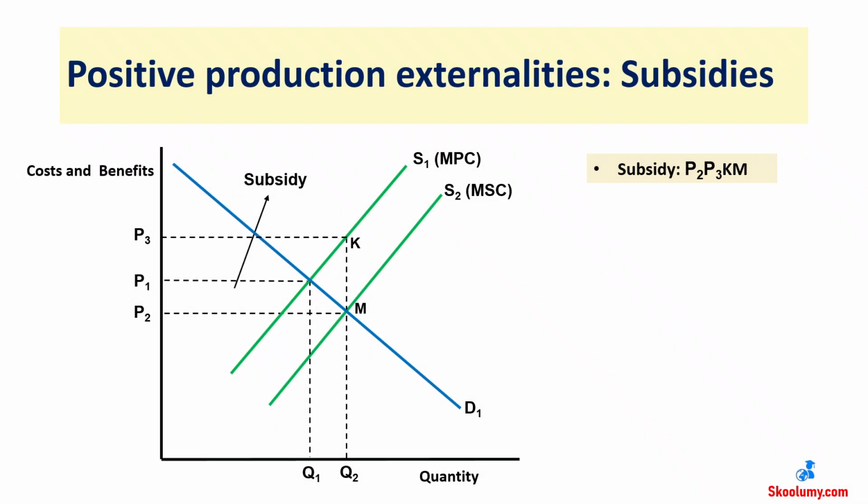There is a positive production externality as MPC is greater than MSC. The quantity produced by the free market is Q1 at price P1. Subsidy increases the quantity produced to Q2 and reduces the price to P2. This leads to allocative efficiency. The total subsidy is P2P3km.